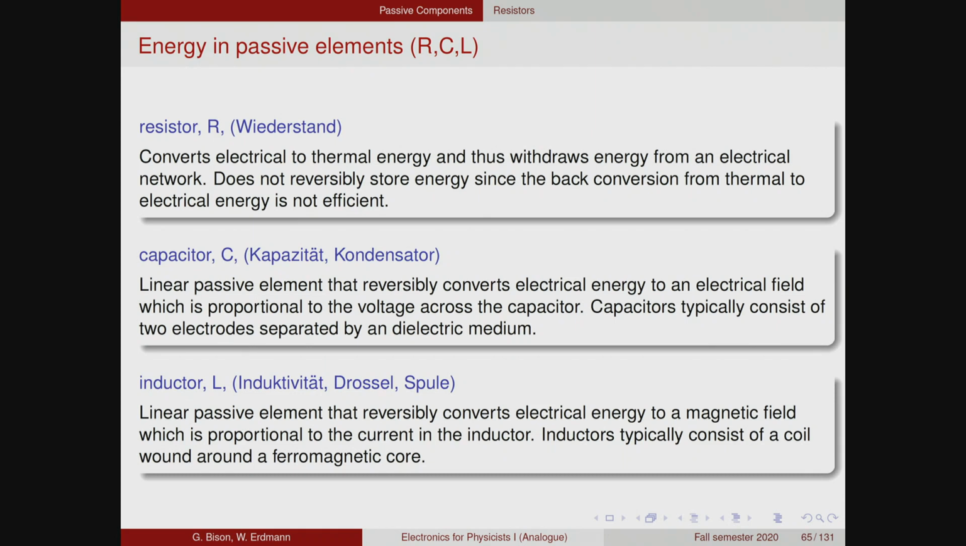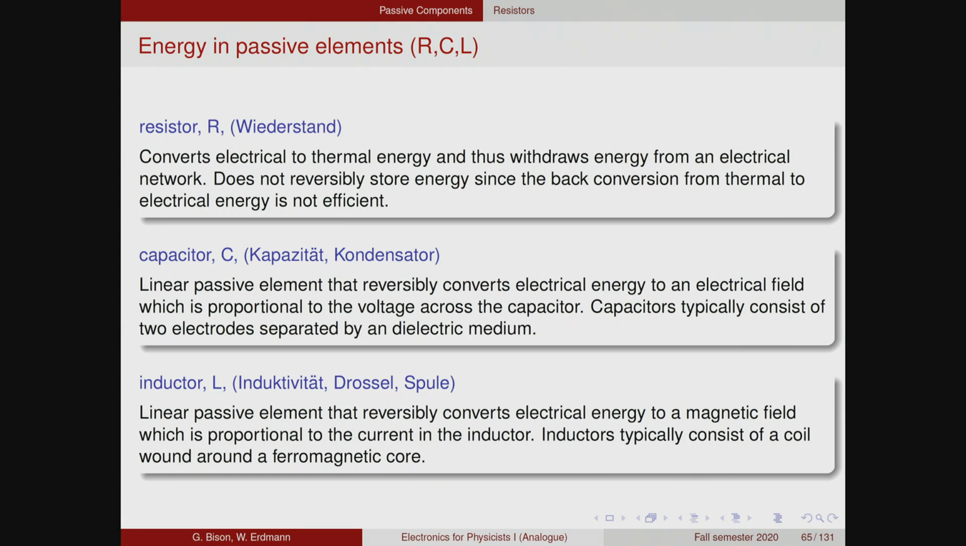Okay, inductors, Spulen. They are also linear passive elements, and they again reversibly convert electrical energy, but now to a magnetic field. This field is proportional to the current. A coil typically consists of a wire that is wound around maybe a ferromagnetic core.